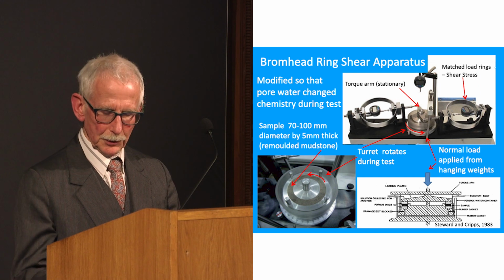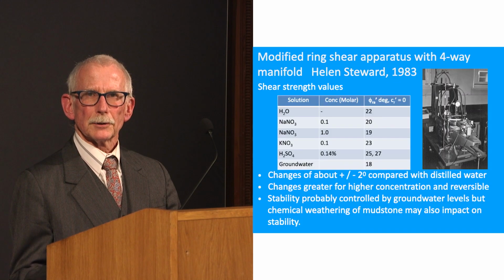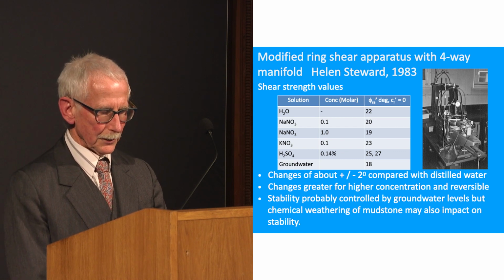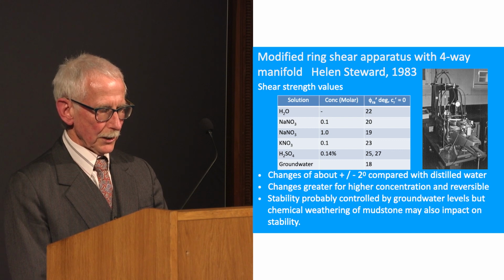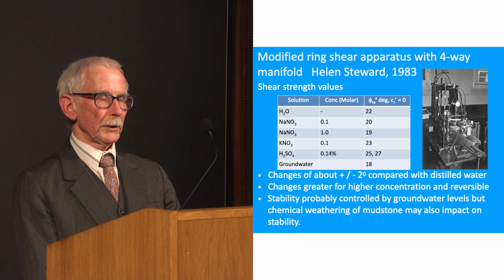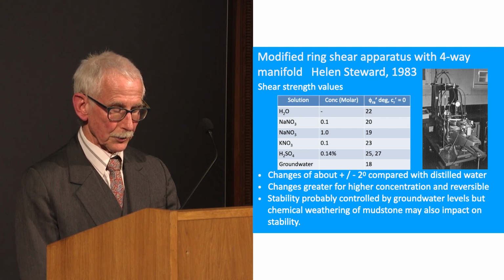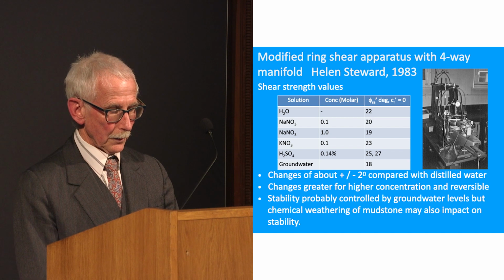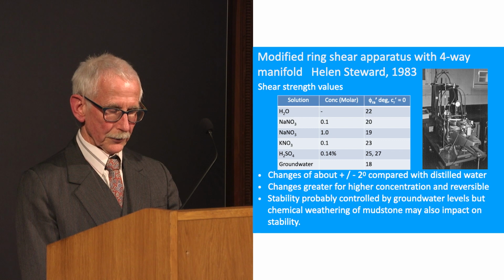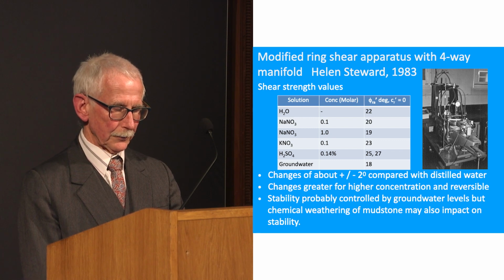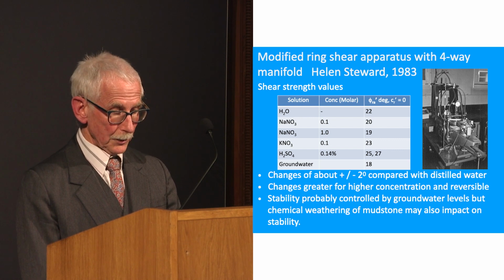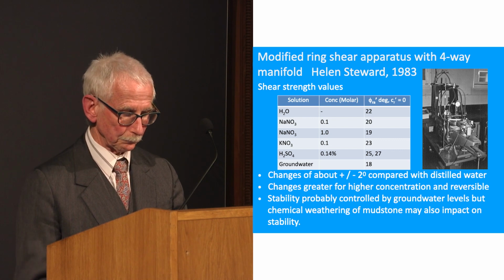We used potassium and sodium as chemicals and also acid in order to look at these effects. The strength changed by 1 or 2 degrees, so the effect was small, but it was affected by the concentration of the ions in solution. So there were chemical effects on the strength and the stability of the landslide. Although the stability of the landslide is probably controlled by groundwater levels, these changes could also affect the stability.